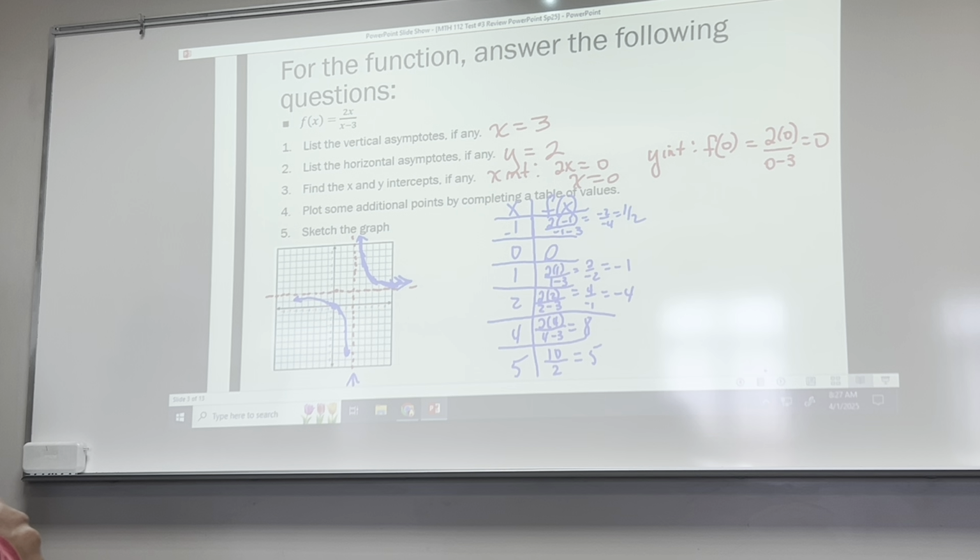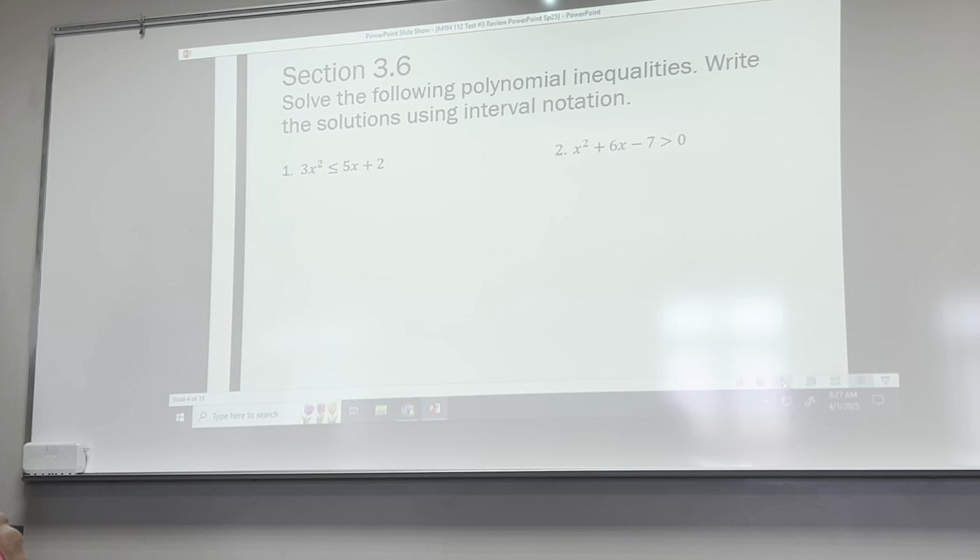Any questions? So you will have to graph something like that by hand. And then, like I said, I might give you another one that's multiple choice, where if you can find the asymptotes and plot a couple points, you'll be able to figure out which one's correct. Okay, so then we went to section 3.6, solving polynomial inequalities.